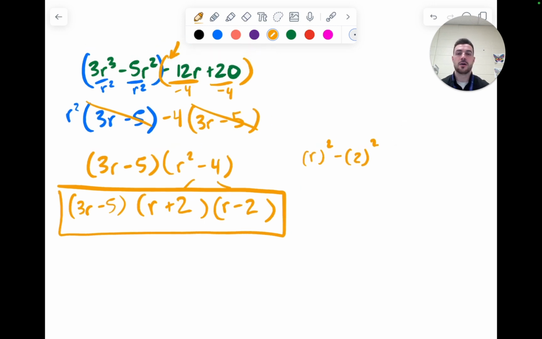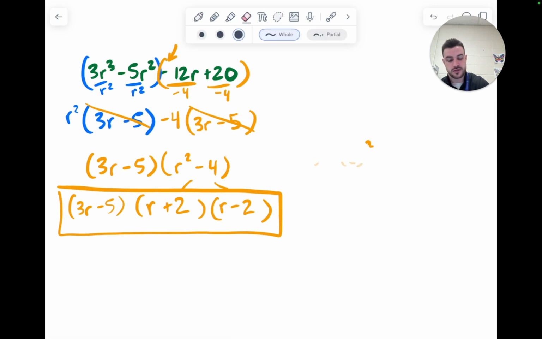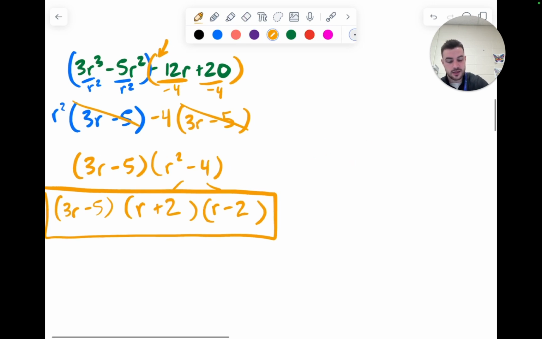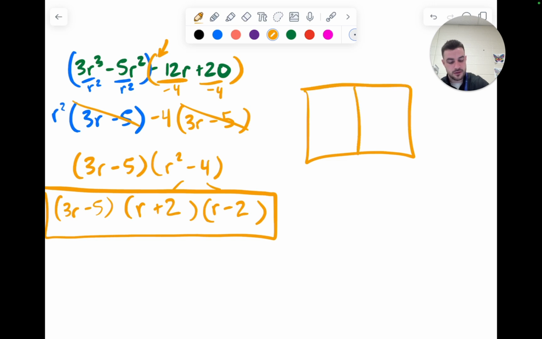Okay, now I will show you the box method. The box method works here as well. I can set up my box. Again, the first term goes in the top left, and then the last term goes in the bottom right. It doesn't matter where my other ones go. I'll put my minus 5r squared here and my minus 12r there.